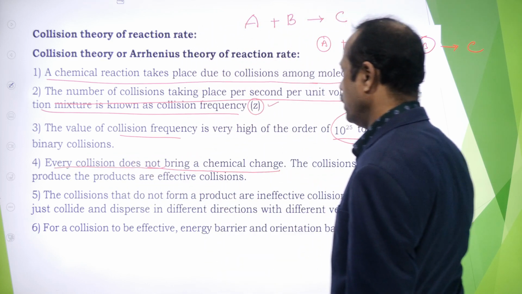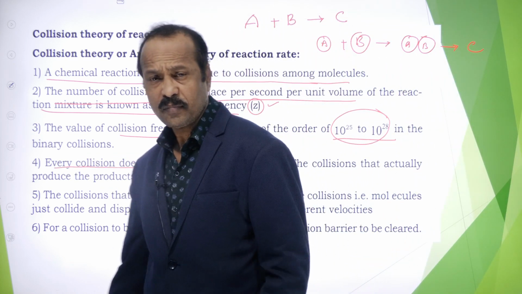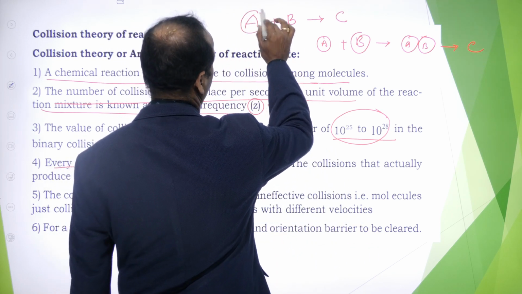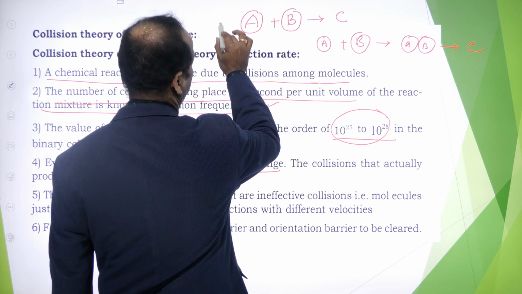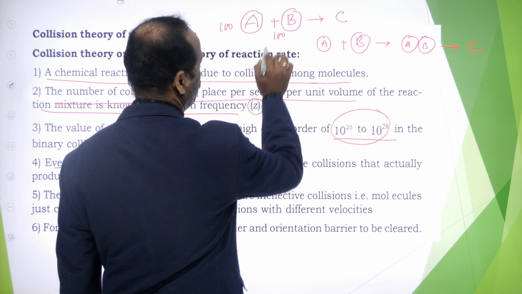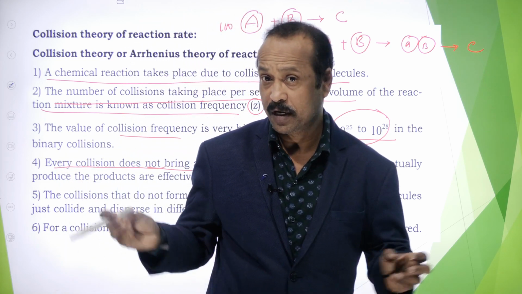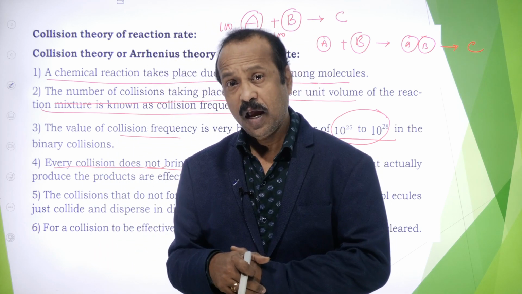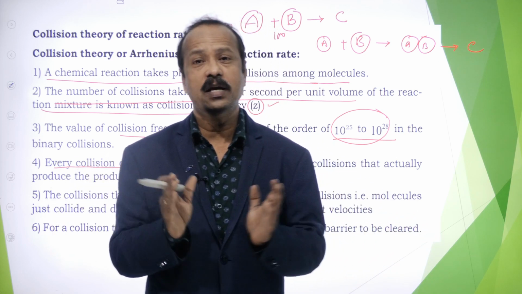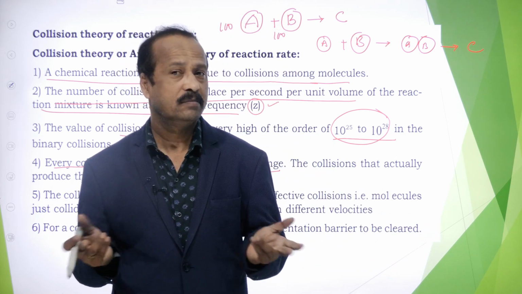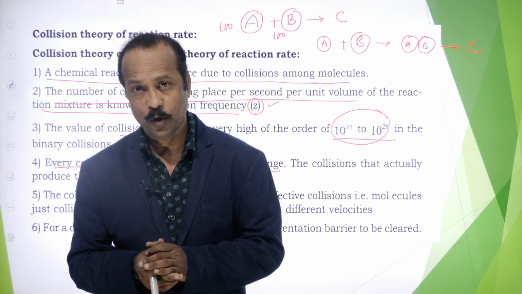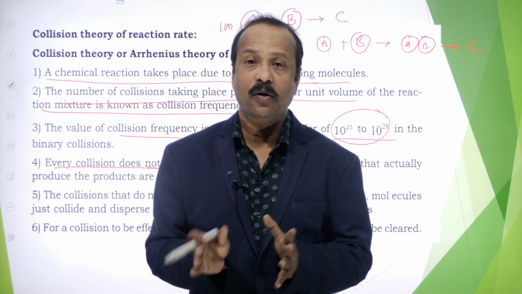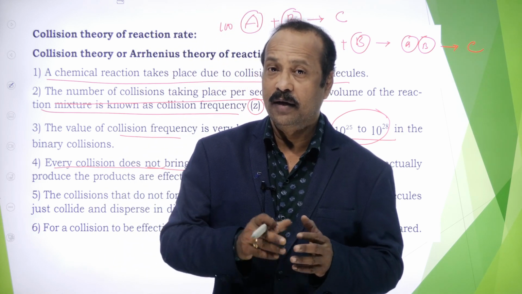For example, I am taking 100 molecules of A and 100 molecules of B, and I am making them react with each other. Now, whether these 100 molecules of A react with 100 molecules of B? No. So definitely no. 100 molecules of A cannot make 100 collisions and form the product.